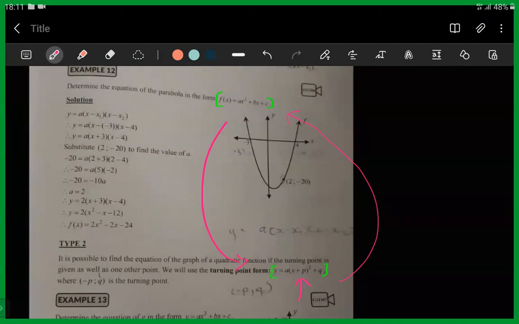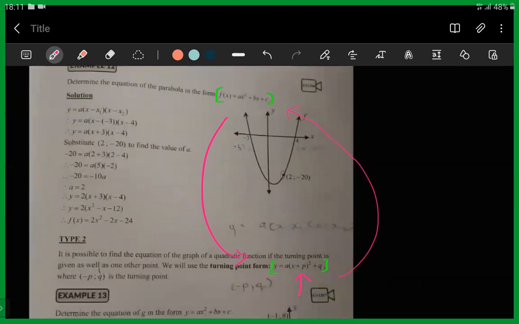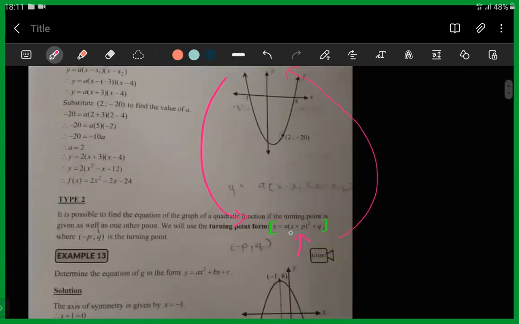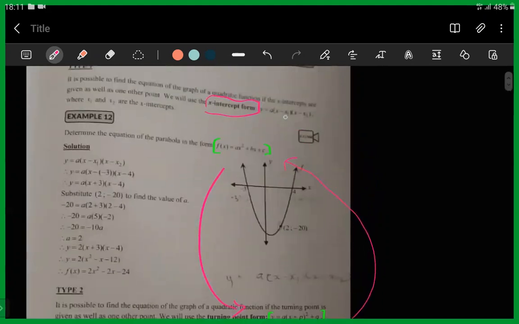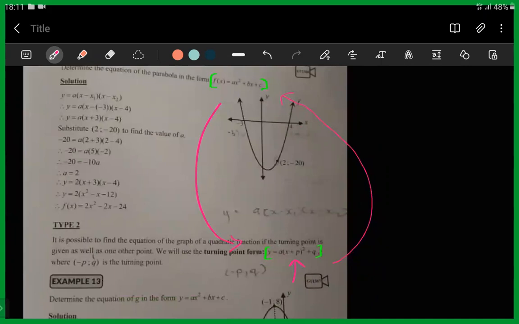You see, it doesn't matter. It doesn't mean that if they want an equation in this format, you go straight to getting it like that, or if they want it in this format, you go straight to getting it like that. That's not the idea. The whole point is the information they give you, because they can give you information that has two x-intercepts, but then they may want the equation in a format like this one. So what you do is you still put it in this format first, and then you can convert it into this format using completing the square.